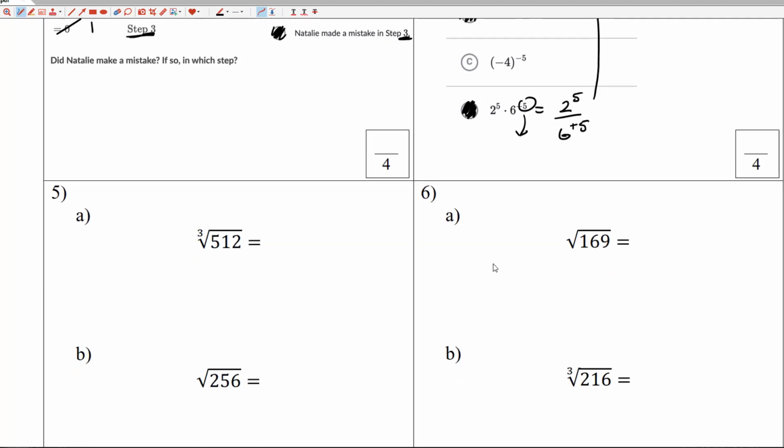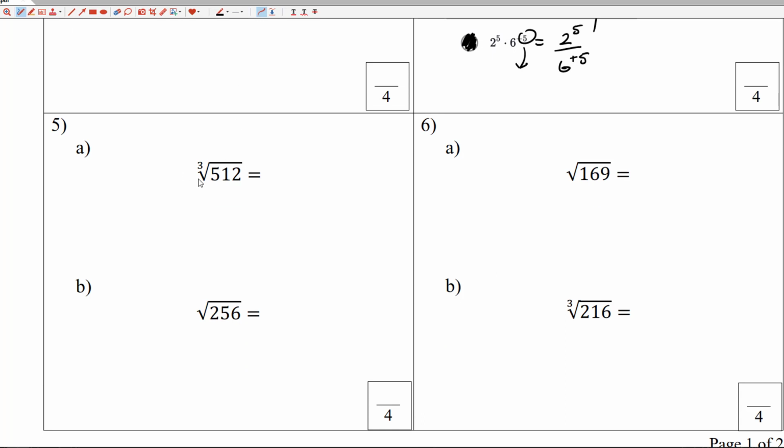All right, moving on to number 5. These are just, you have to have these memorized. Memorize these. So the cube root of 512 is 8. Oh gosh, I'm not 100% sure about that. The square root of 256, that sounds like a 16 to me. The square root of 169 is 13. The cube root of 216 ends in 6, so there's only one option, and it's a 6.